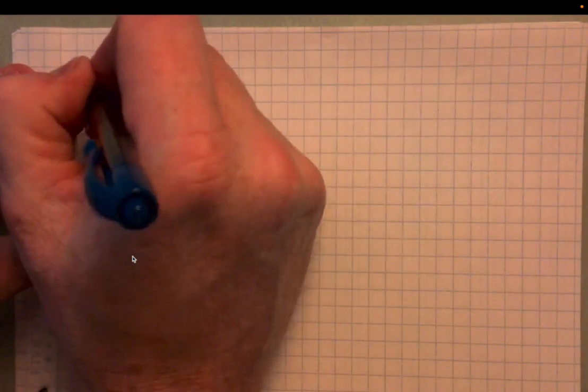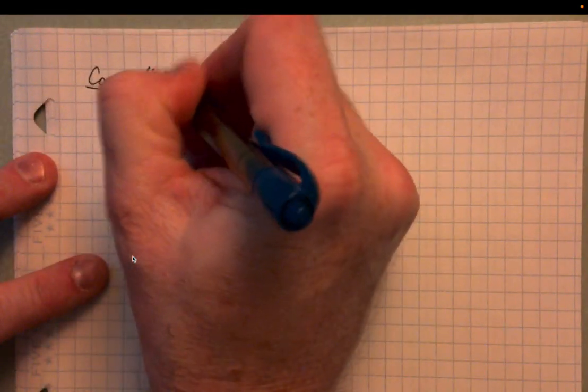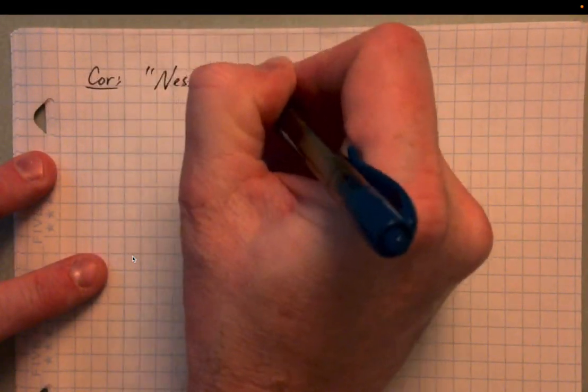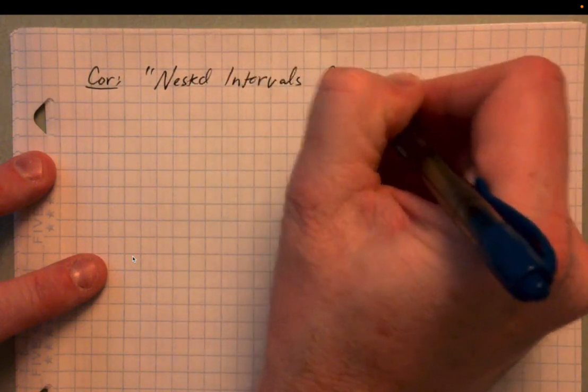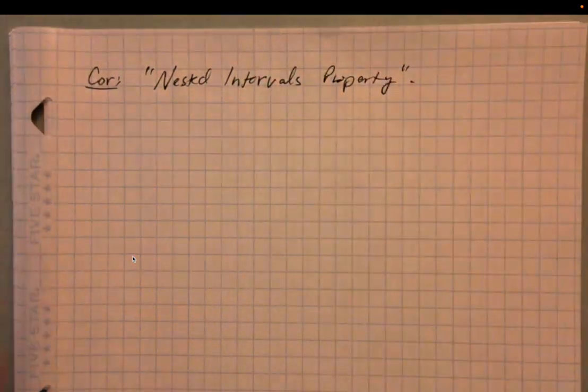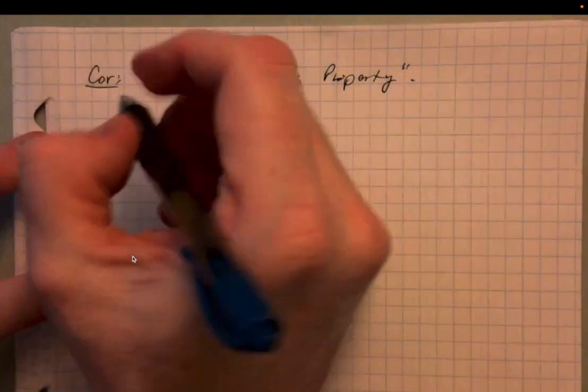And a quick corollary of this, which doesn't seem like it should be much of a corollary at first glance, is what's referred to as the so-called nested intervals property. It's kind of a corollary. It really follows pretty quickly. This is called the nested intervals property. And here's what it says.